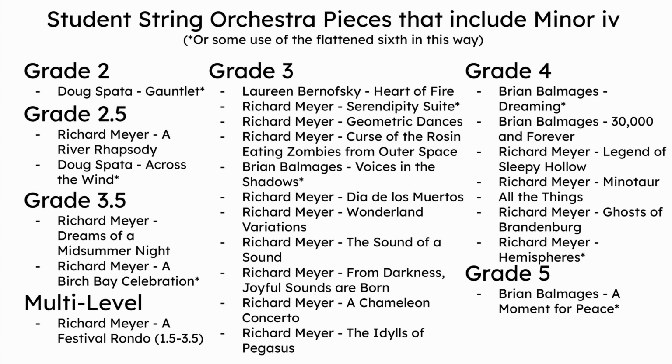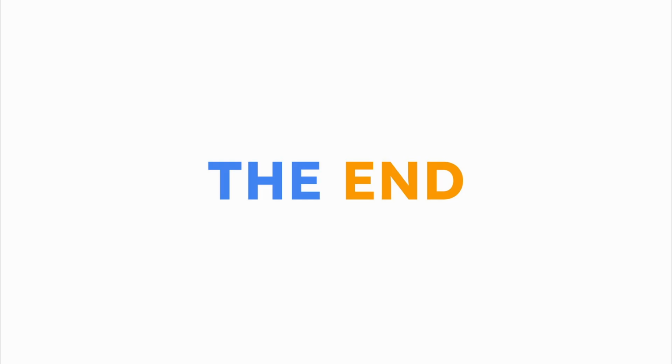So there you have it. For my fellow string orchestra students out there, here's a list of every piece I bothered to check which has some use of the minor 4 chord or something similar. You hopefully now have a better understanding of how certain music portrays this type of nostalgic emotion, and maybe you can write your own sad phrases now.